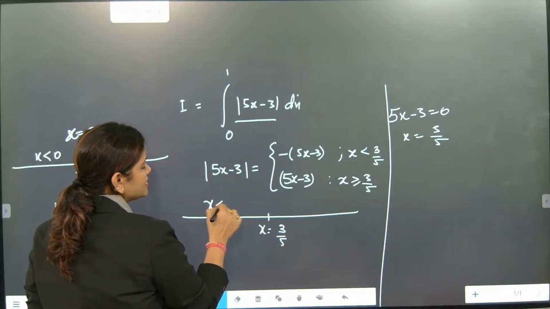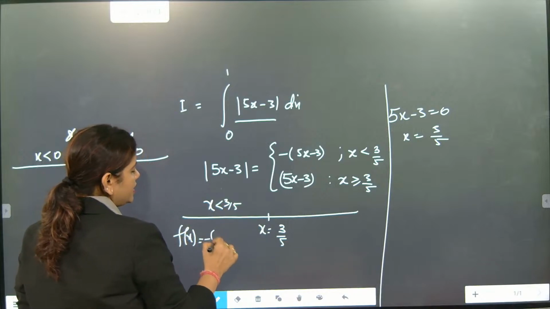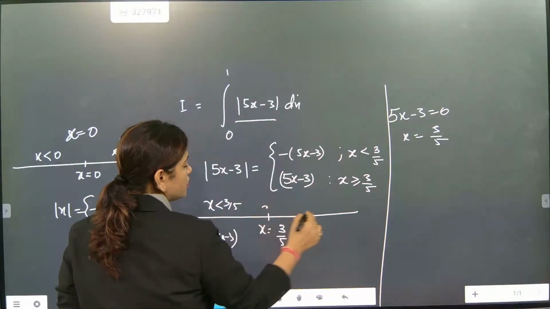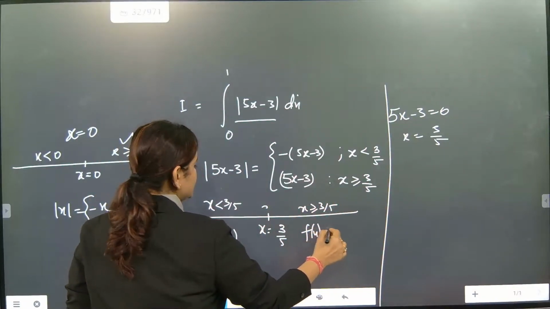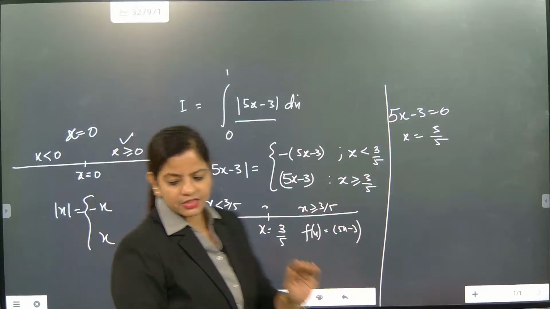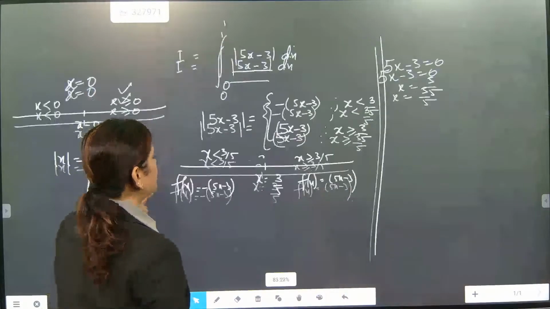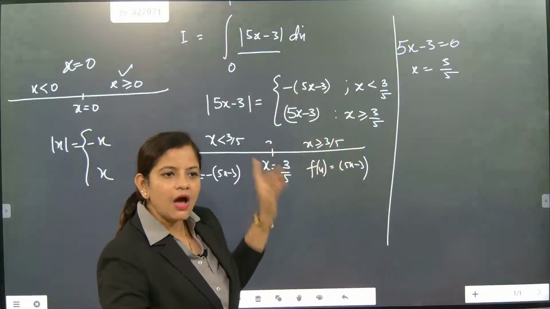If I am going x less than 3 by 5, f of x is giving us minus 5x minus 3, and if we are going greater than 3 by 5, f of x is coming as 5x minus 3. So if my target is this much, I will do only one work, I will start that work. See, first we wrote and now we wrote.